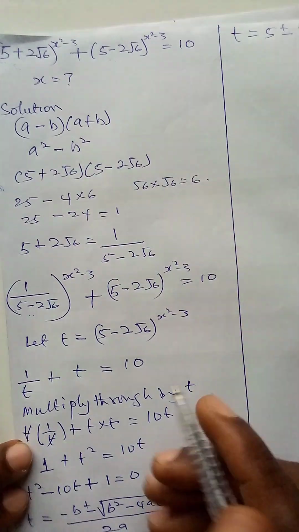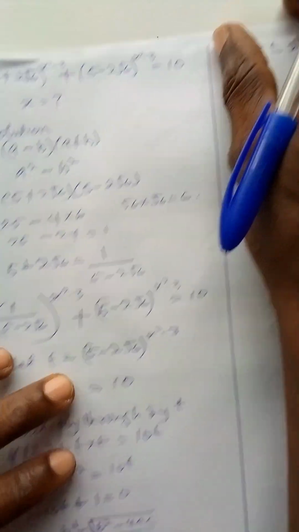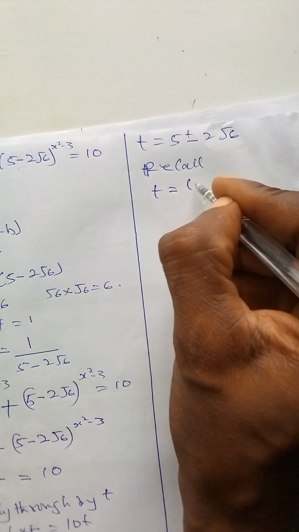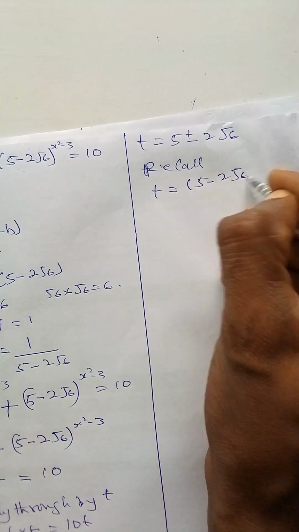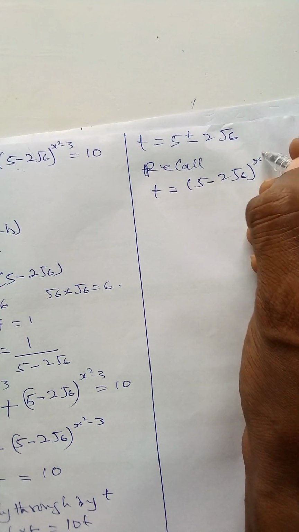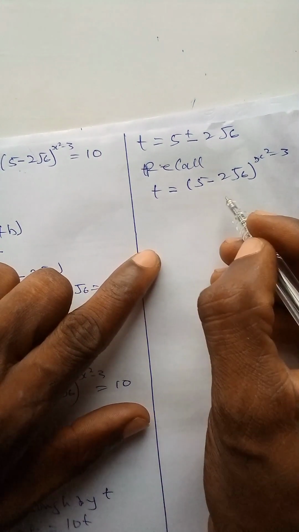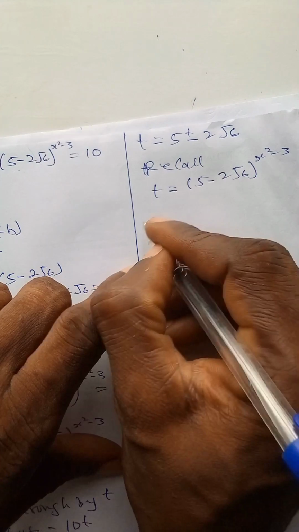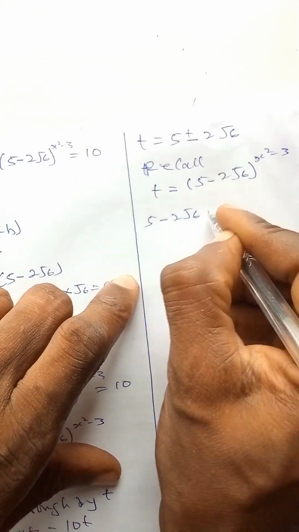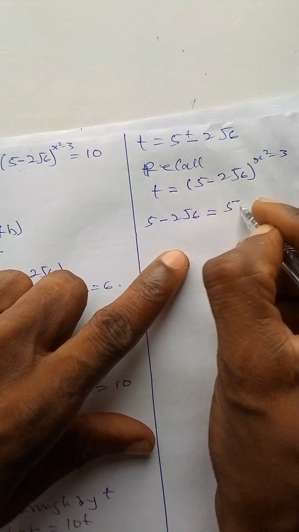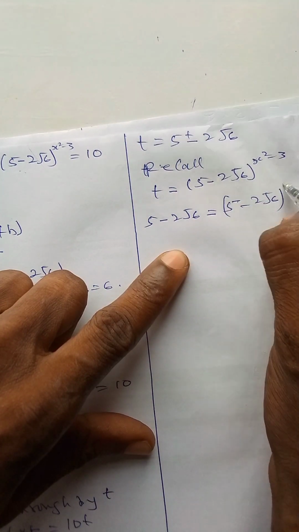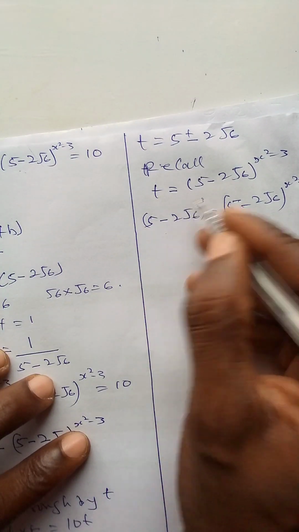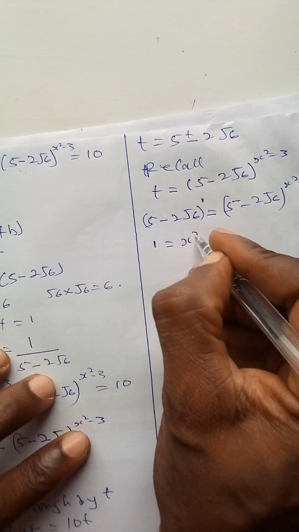Let us remember that we made one substitution. Let's recall that we said t is equal to (5 − 2√6) all raised to power x² − 3. So what I'll do is I'll put the value of t here. t here is 5 minus 2√6, so 5 minus 2√6 is equal to (5 minus 2√6) raised to power x² − 3. So I will make this equal to raised to power 1. So I can now take the powers. So 1 is equal to x² − 3.